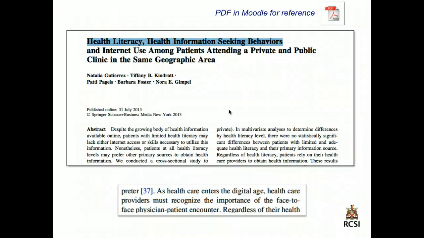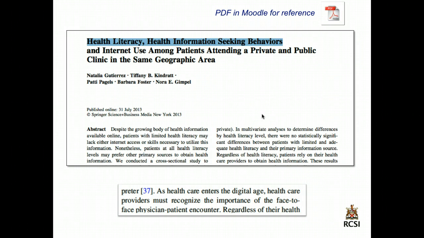There is a PDF here, the first of the additional reading that you may wish to pursue. And this discusses health literacy, health information seeking behaviours, and internet use among patients attending a private and public clinic in the same geographical area. It is an American-based study, published in the summer of last year.